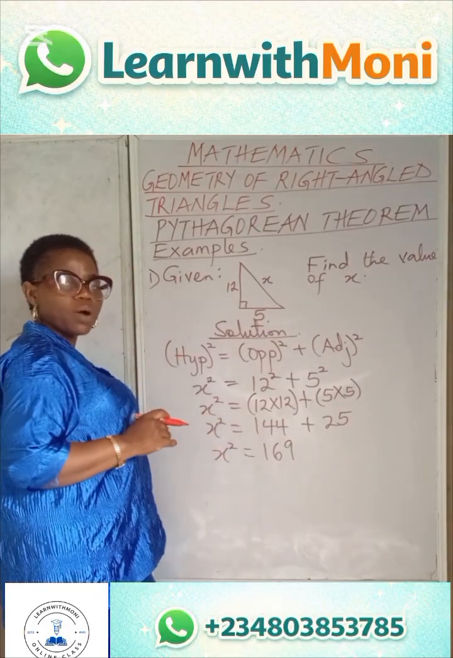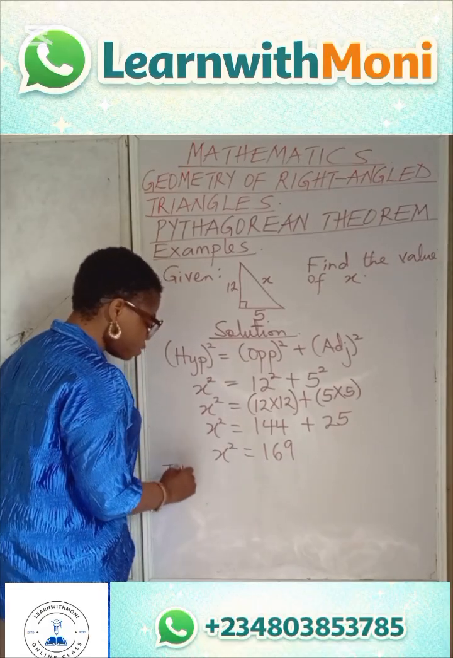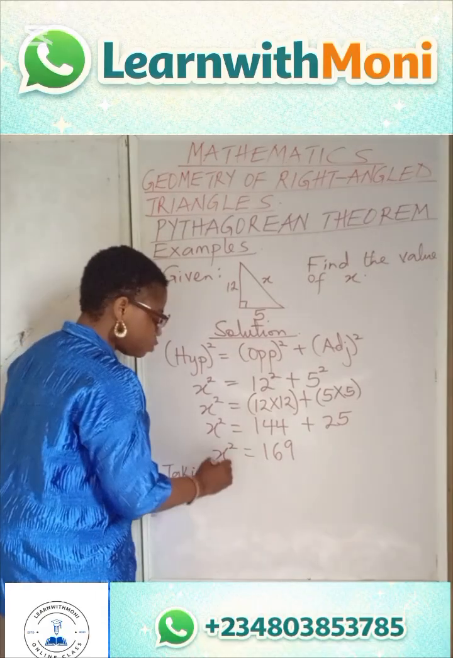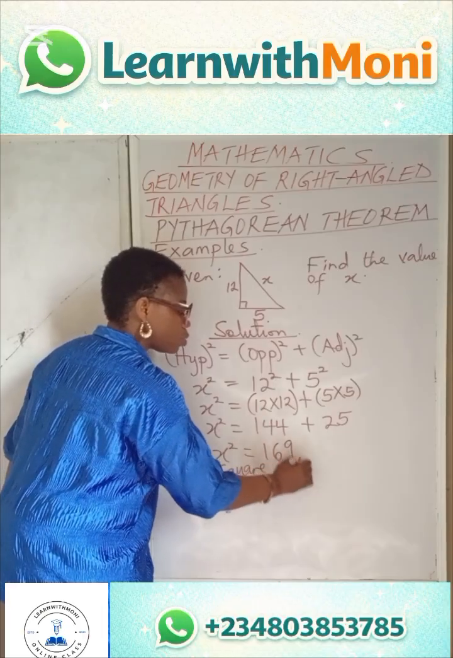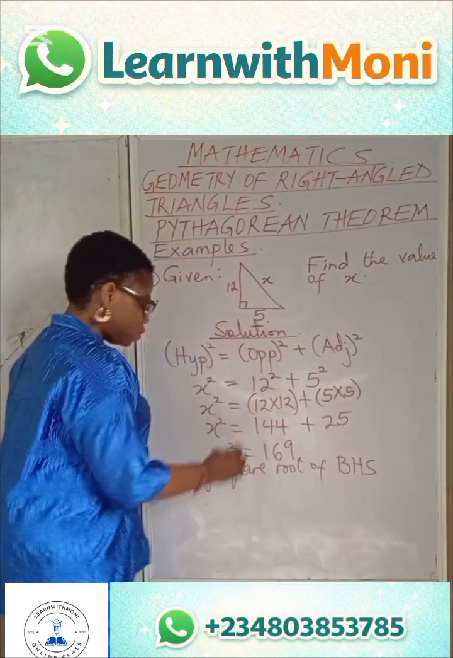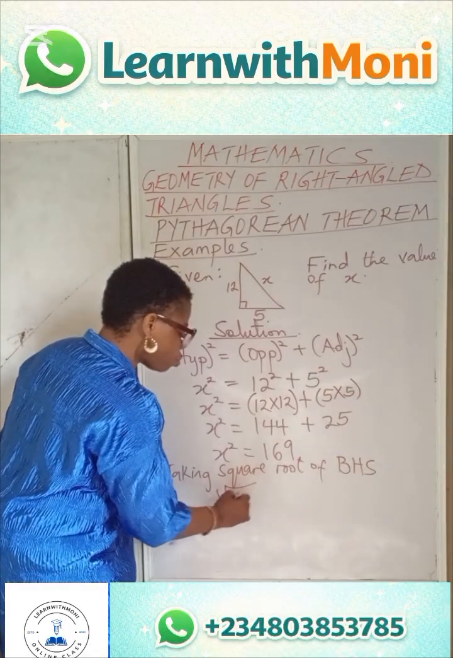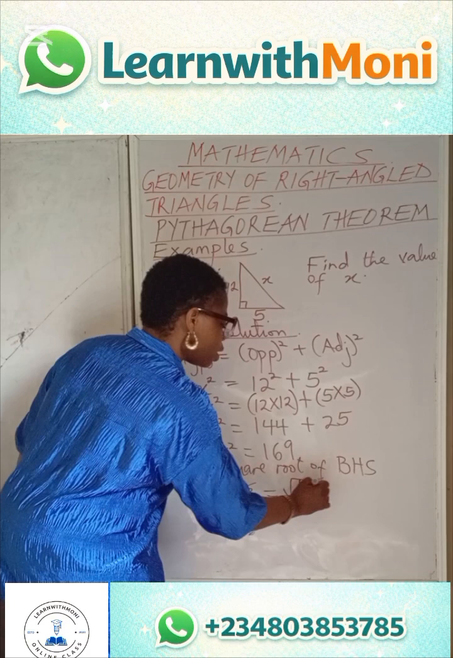The opposite of power is root. So I'm taking square root of both hand sides. Then I have the square root of x square equals to the square root of 169.